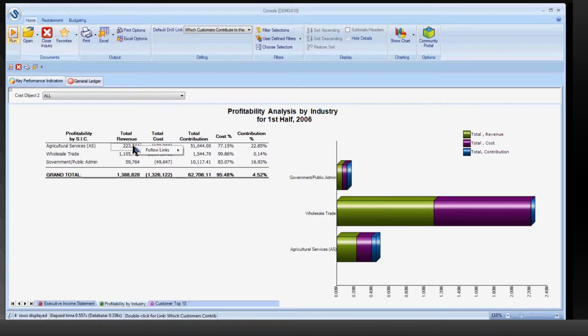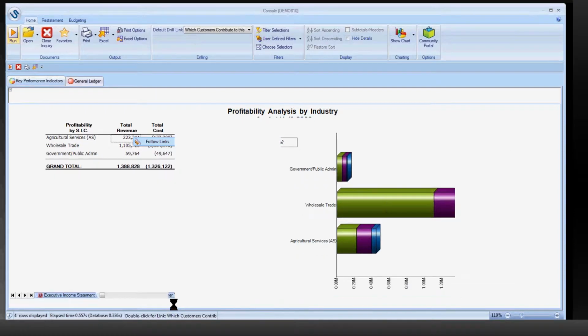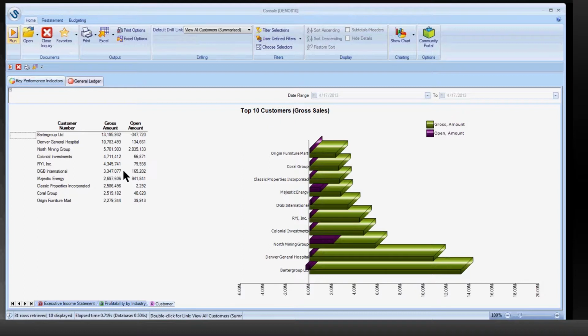Now, if I wanted to, I could drill, for example, to see which customers are contributing to this revenue. But in the interest of time, I think I'll look at a different example. Here I see my top 10 customers grossing the revenue into the numbers we've been looking at. And from here, I will take a view of finding out what is my customer activity.